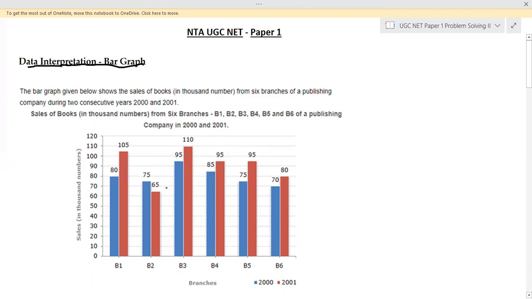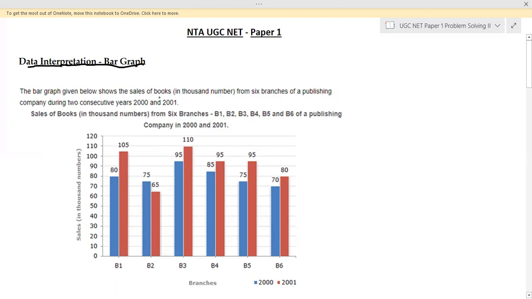Here, we have a set of data given to us in terms of a bar chart. You can see the bar diagram here, and also you can see the data. All these details are given here, and based on this we have 5 questions. We are going to solve them one by one. First of all, let's spend some time on what is given in this bar graph.